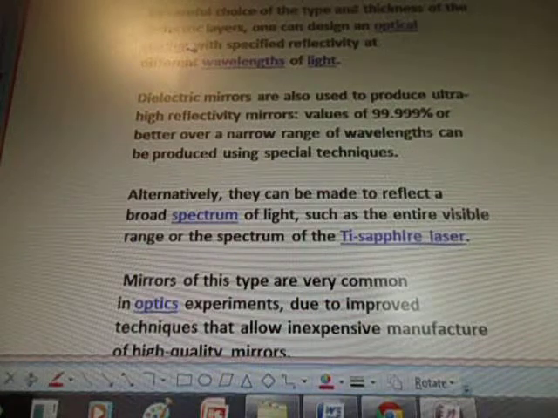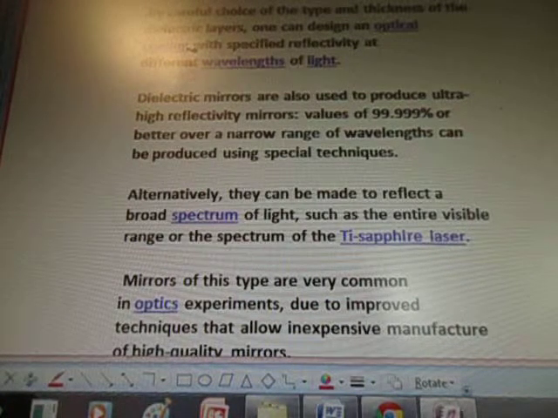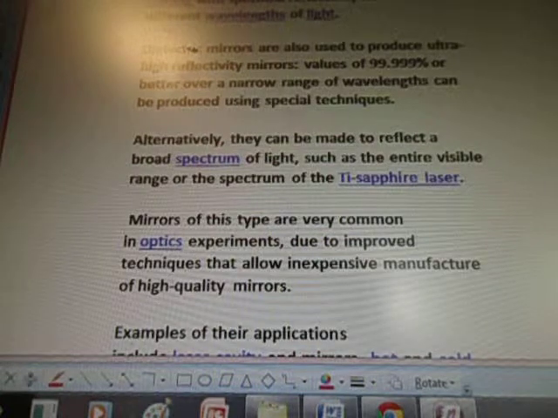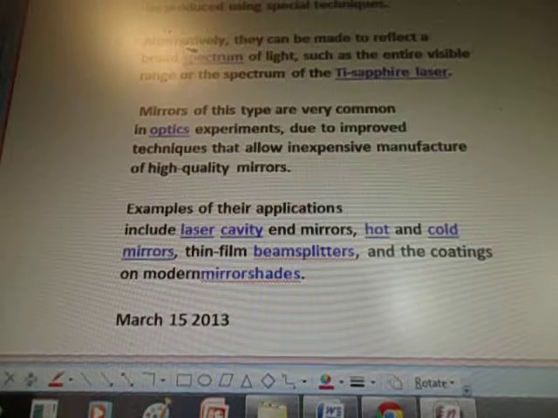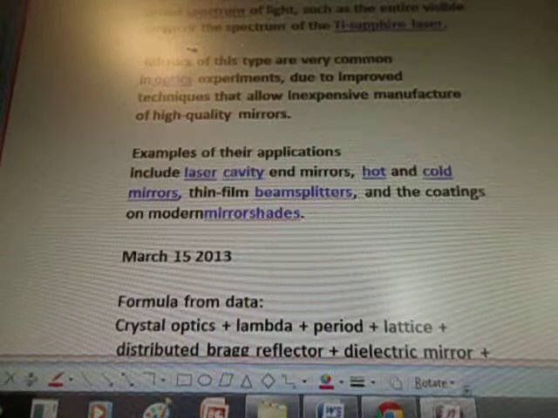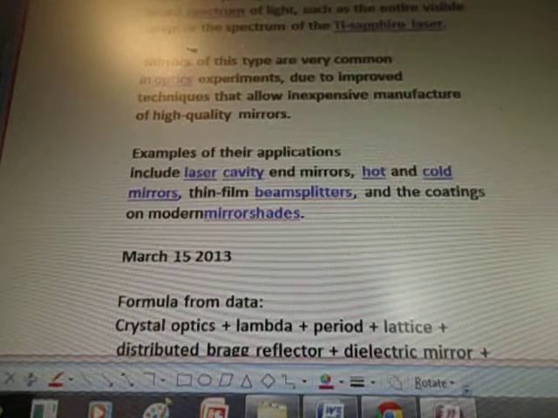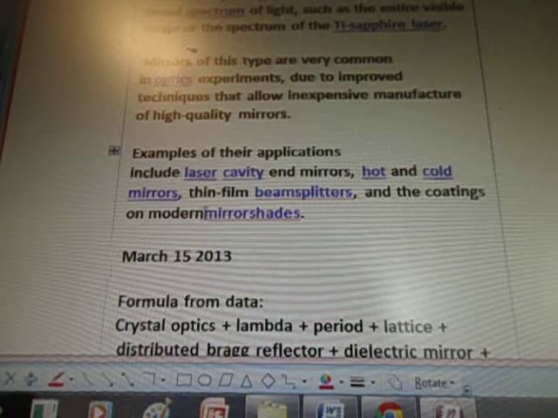Alternatively, they can be made to reflect a broad spectrum of light, such as the entire visible range or the spectrum of the Ti-sapphire laser. Mirrors of this type are very common in optics experiments due to improved techniques that allow inexpensive manufacture of high-quality mirrors. Examples of their applications include laser cavity end mirrors, hot and cold mirrors, thin film beam splitters, and the coatings on modern mirror shades.